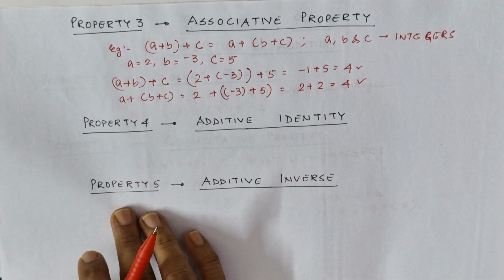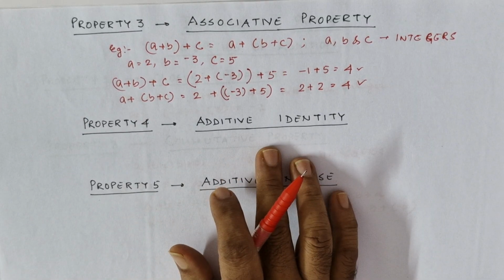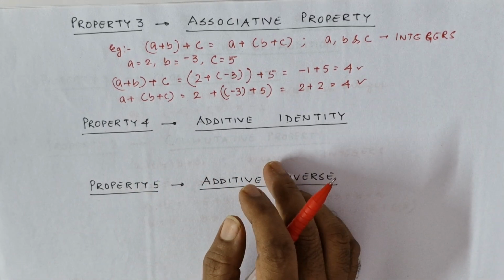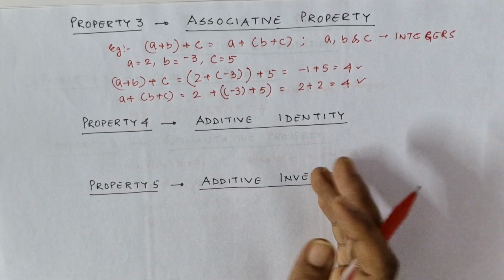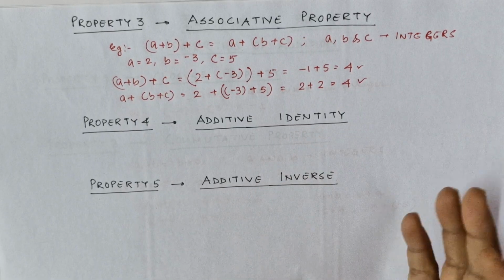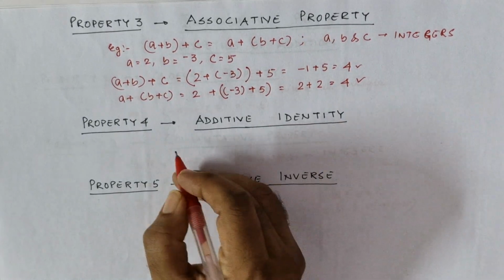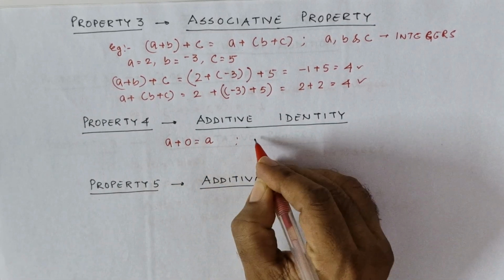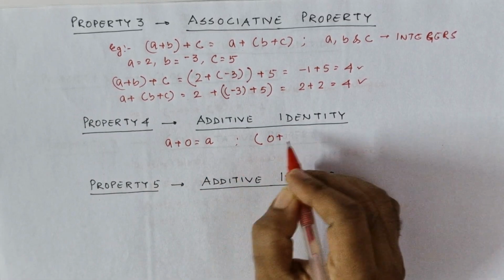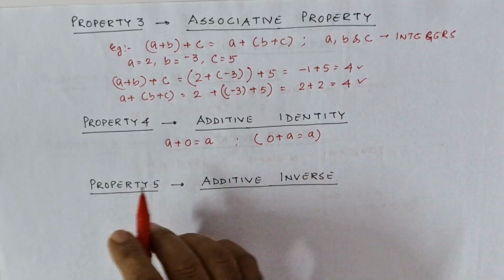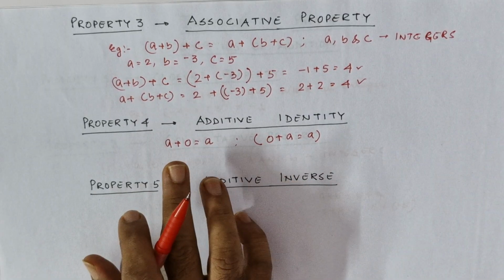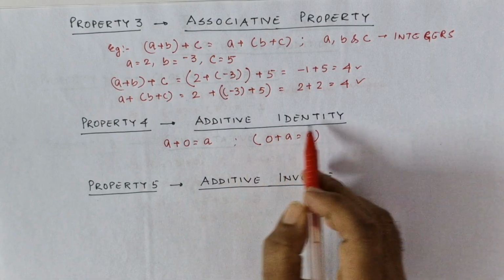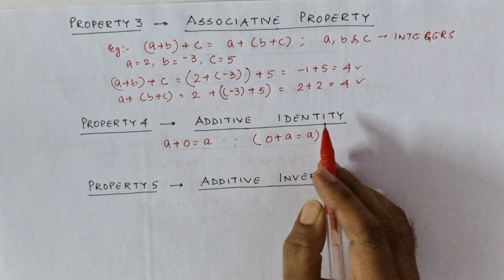So let's come to the fourth property, known as additive identity. Now if you add 0, the number remains itself. So identity remains itself, identity doesn't change. So A plus 0 is equal to A, or also we can say 0 plus A is equal to A. So if I add 0 to any integer, the integer remains itself, the identity is not lost.